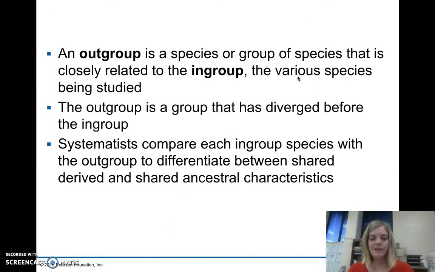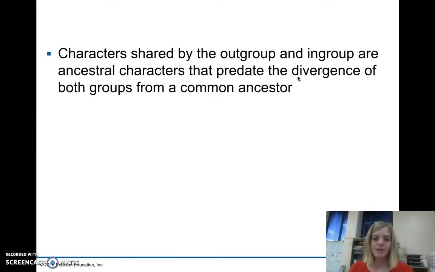An outgroup is a species or a group of species that is closely related to the in-group, which is the species we're studying, but the outgroup has diverged before the in-group. So typically, they don't share any similarities with the group that's being compared. They're kind of as close as you can get without having any similarities. Any characters that are shared by the outgroup and the in-group, if there are any similarities, are known as ancestral characters, and so these are traits that were present before the groups diverged from their common ancestor.